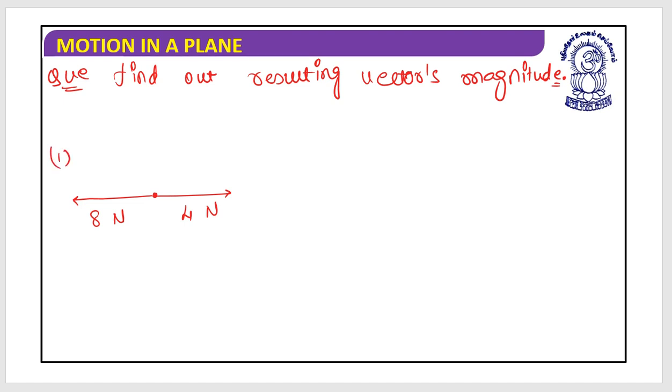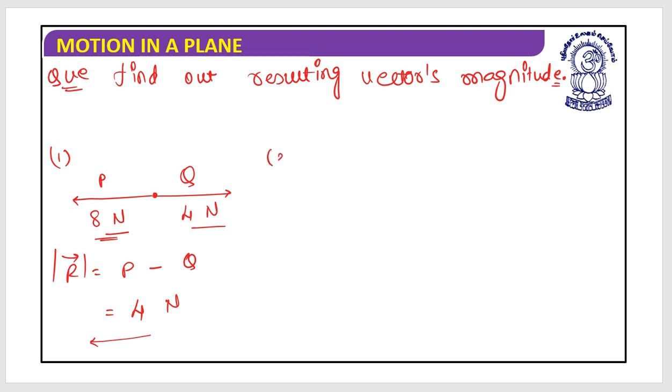Say this is the first case. I know that these two are in opposite direction. So when they are in opposite direction, R equals P minus Q. Let's say this is P and this is Q. As this is bigger, it's 8 Newton, it will dominate, and the net magnitude of R would be 4 Newton. Yes, it is in this direction, which means it's in the negative x direction. This force is acting in the negative x direction.